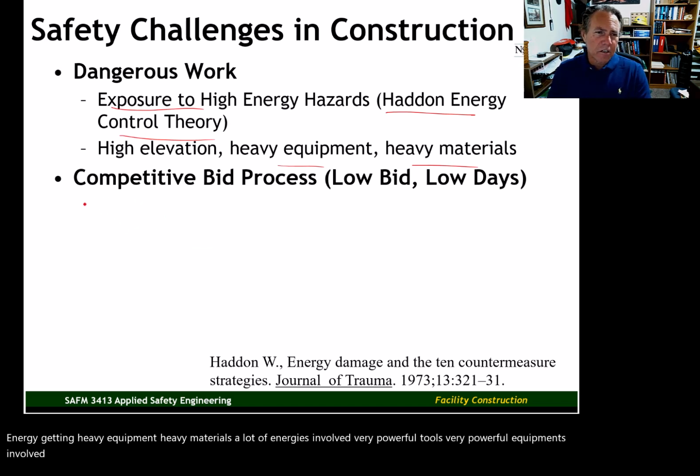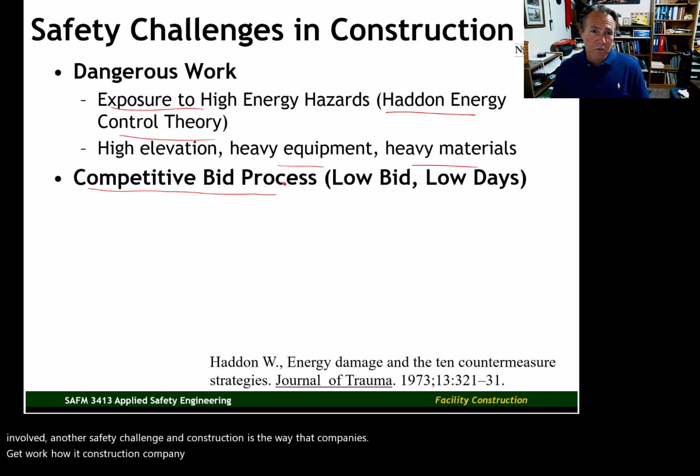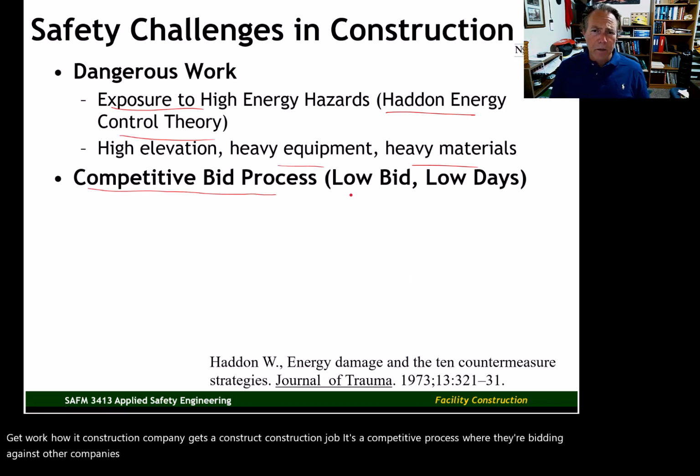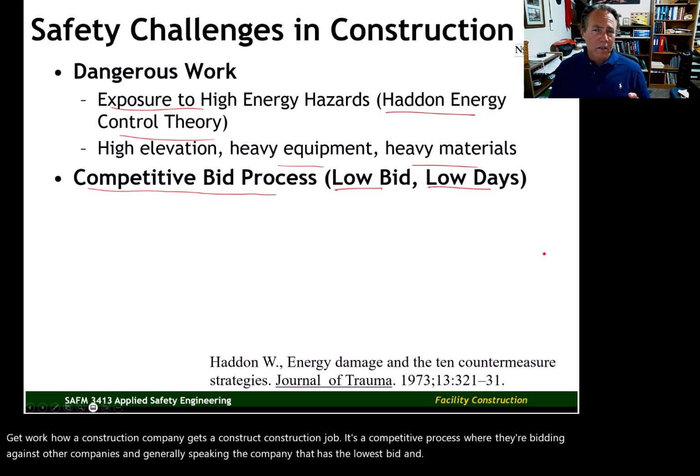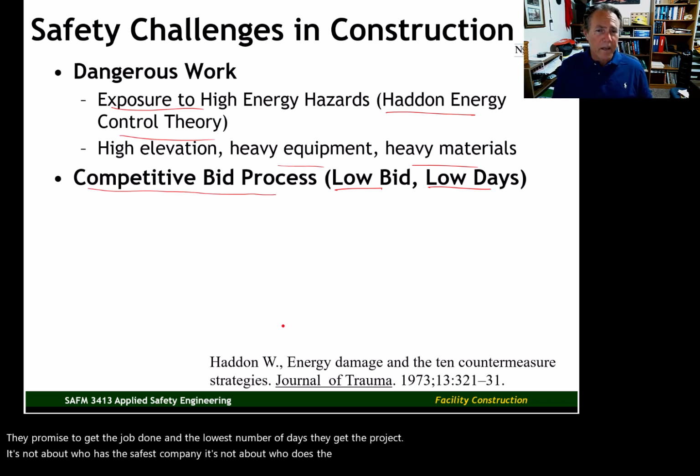Another safety challenge in construction is the way that companies get work, how a construction company gets a construction job. It's a competitive process where they're bidding against other companies. And generally speaking, the company that has the lowest bid and promises to get the job done in the lowest number of days gets the project. It's not about who has the safest company. It's not about who does the best construction work. It's about who is the cheapest and who can do it the fastest.